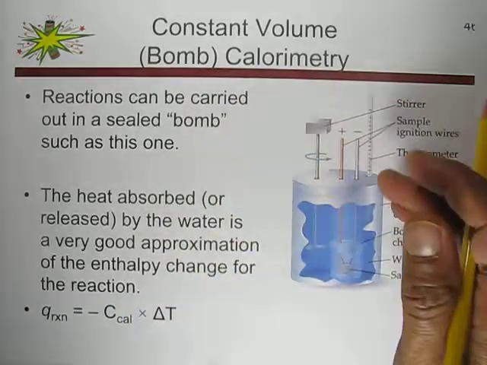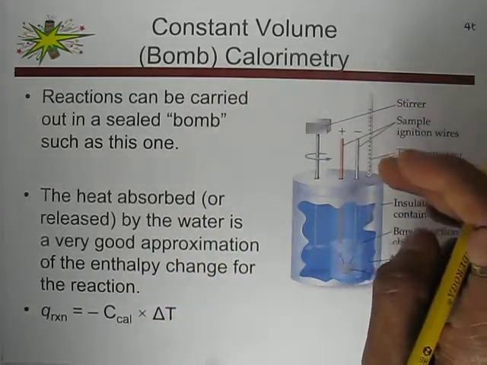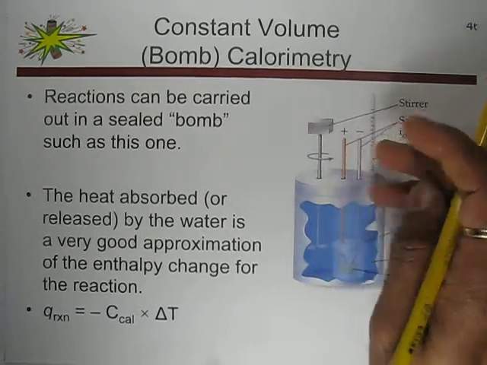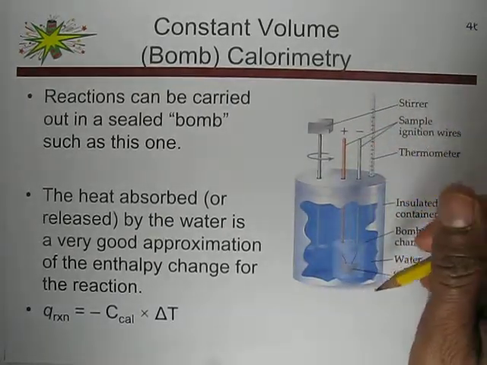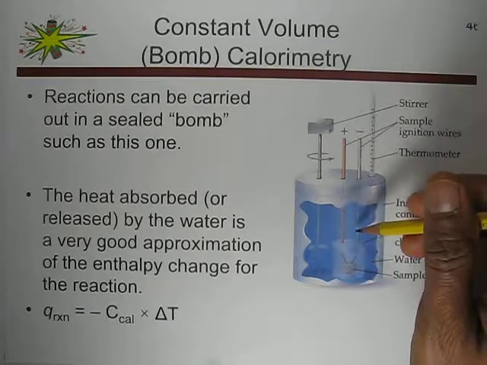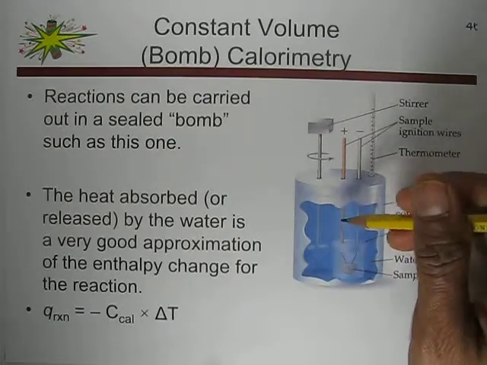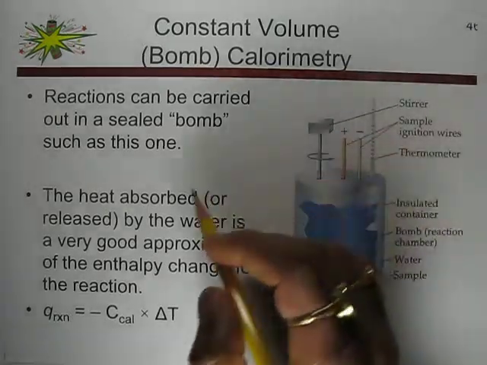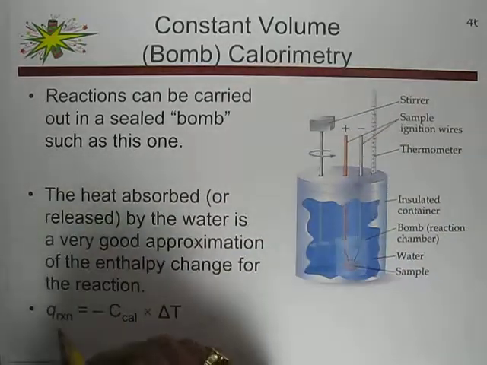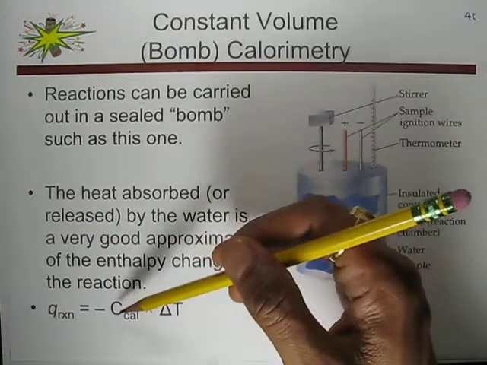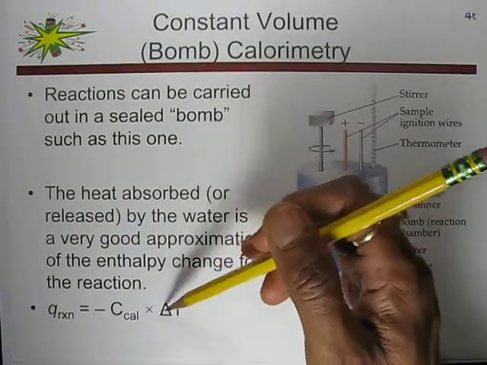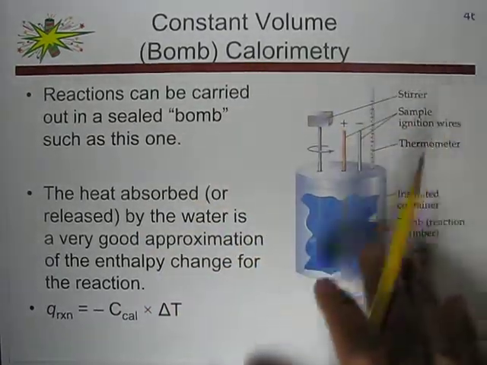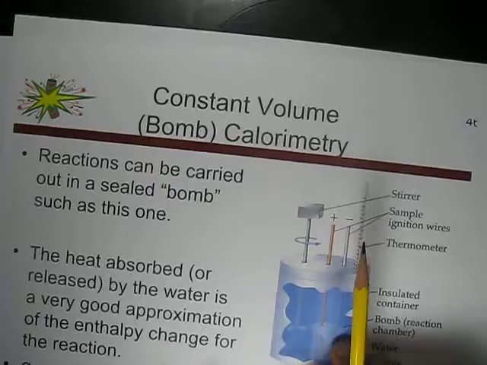So the heat absorbed or released by the water is a very good approximation of the enthalpy change for the reaction. Whatever the reaction is, if it is absorbing heat, the temperature of the bomb calorimeter will reduce, and if it is giving heat to the environment, the temperature of water will increase. Then we can use this formula, Q is equal to C m delta T, to find out the value of heat required.